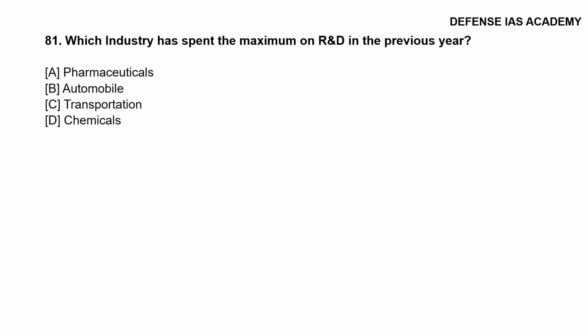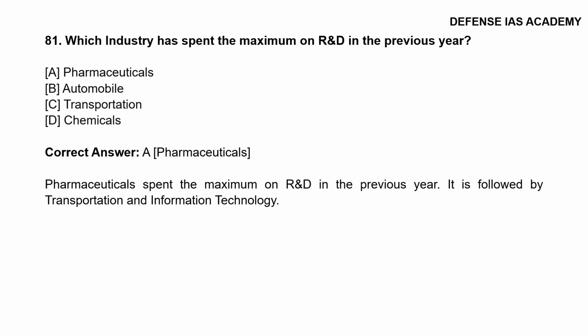Question number 81. Which industry has spent the maximum on research and development, R&D, in the previous year? The answer is option A, pharmaceuticals. Pharmaceuticals spend the maximum on research and development in the previous year. It is followed by transportation and information technology.